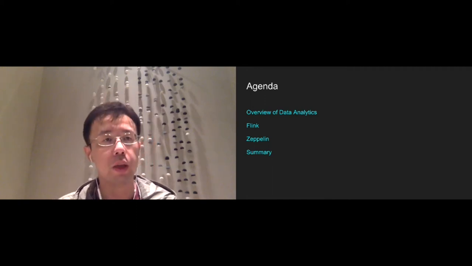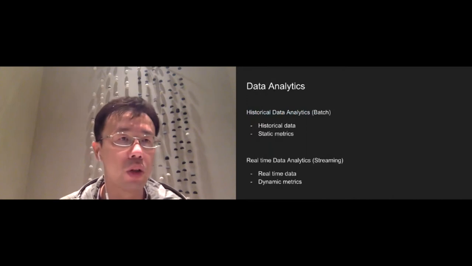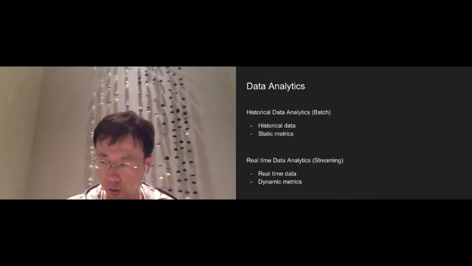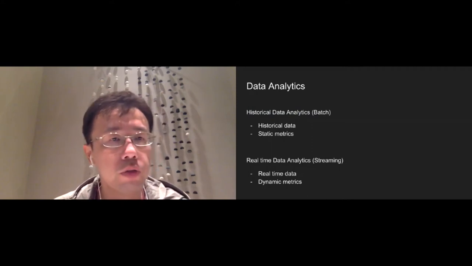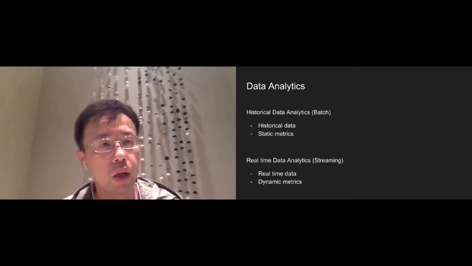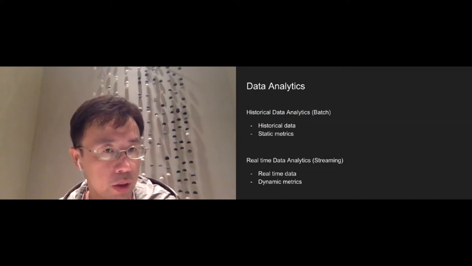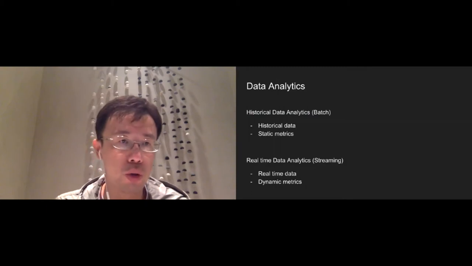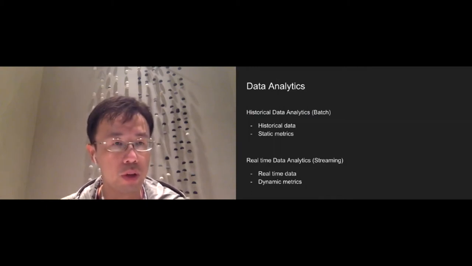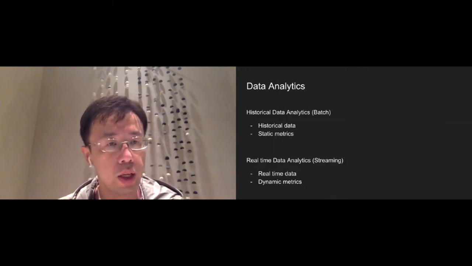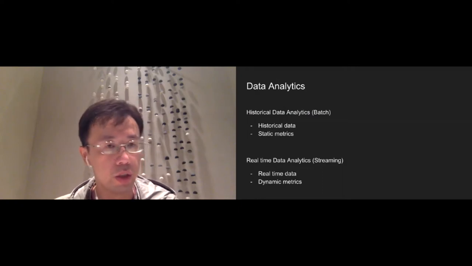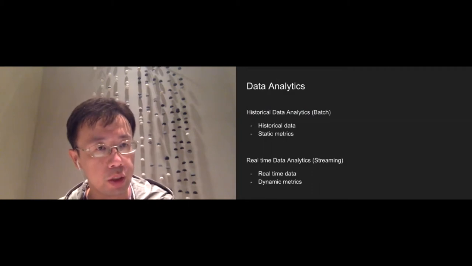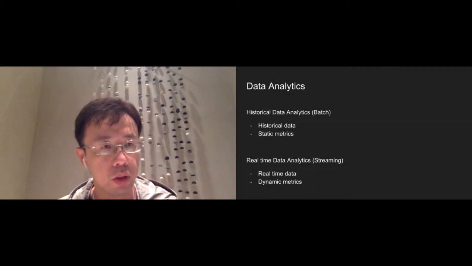Okay. First, let's talk about data analytics. In my opinion, there are two kinds of data analytics. One is historical data analytics. In historical data analytics, all the data is batch, and of course these data are historical, and the results or metrics you get from the data analytics are usually static, so they will never change.